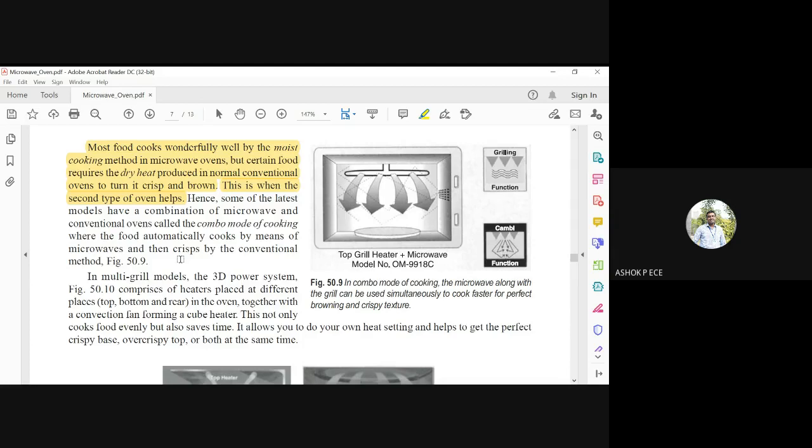So you can see in the figure that the microwave along with the grill can be used simultaneously to cook. Grilling is for moist cooking. And in the second mode, when you use the combi function, which is a combination, you can go for a brown and crispy texture of the cooking. So you are going to have dry cooking.